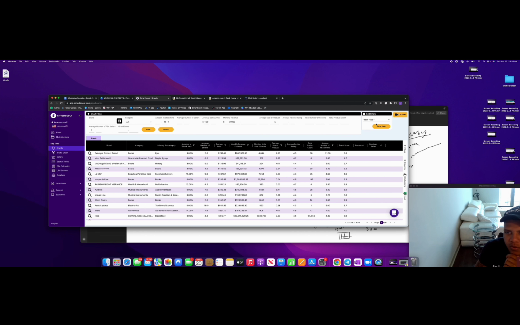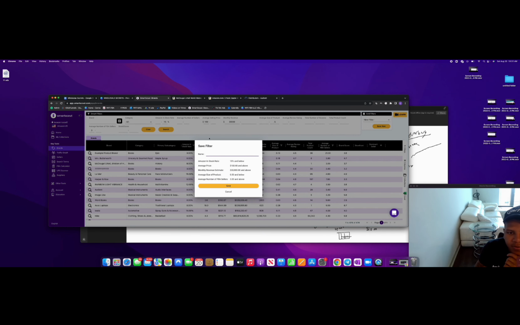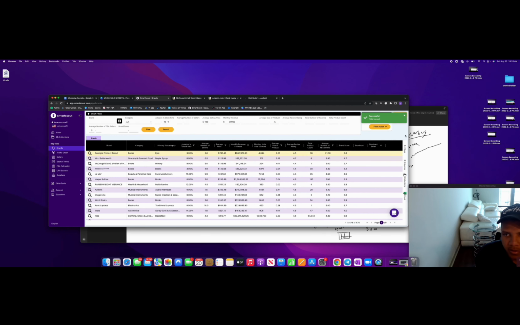And if you like this filter, you can save it right here, and you can name it brand default filter.